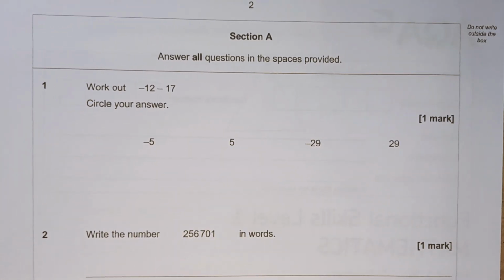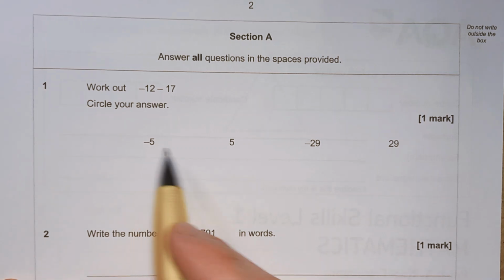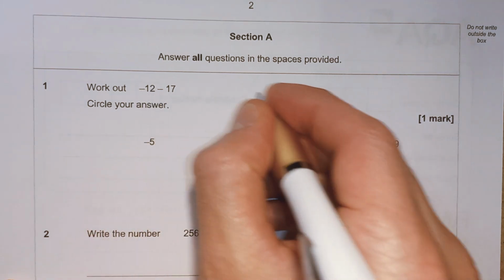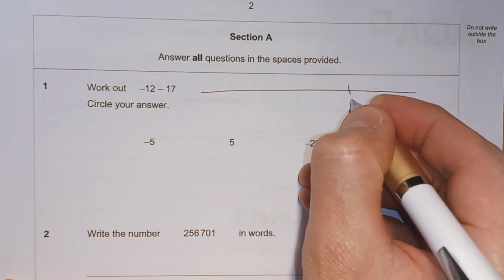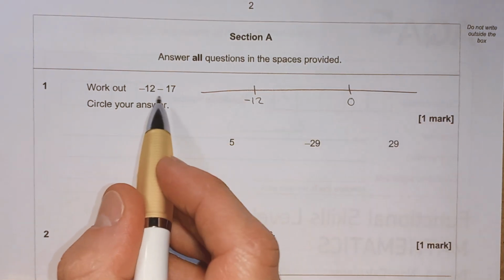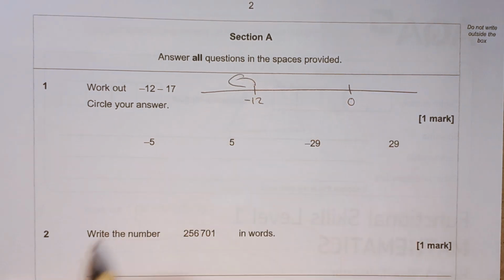Question 1. Work out minus 12 minus 17. Okay, and they've given us some options to choose from. So we're starting at minus 12, so if we've got a number line, say 0's here, minus 12 is going to be somewhere down here, and we're minusing 17, so we're going to be going down to the left. So we don't even have to work out what the exact answer is.